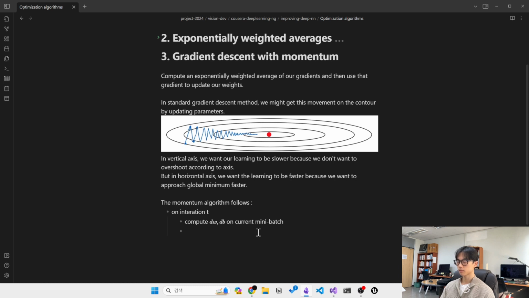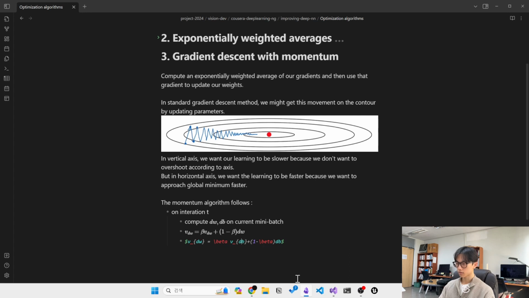And then what you do is you compute vdW to be beta vdW plus 1 minus beta dW. So this is similar to when we were previously computing v theta equals beta v theta plus 1 minus beta theta t, right? So it's computing a moving average of the derivatives for W you're getting. And then you similarly compute vdB equals beta vdB plus 1 minus beta times dB.